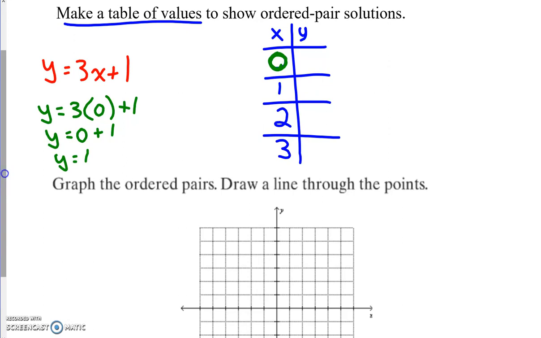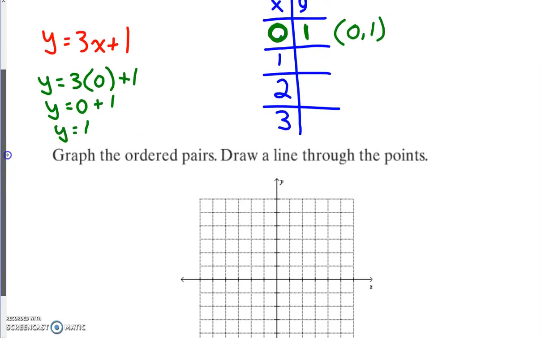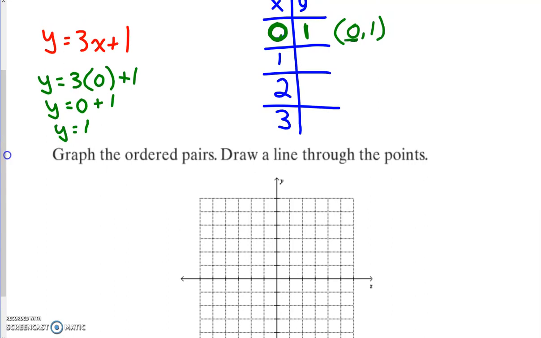So when x is 0, y is 1. Now, that's an ordered pair, 0, 1. Remember, the first value, x, tells you how far to walk. And the second value, which is your y value, tells you how far to climb. So I would, from the origin, walk 0 and climb 1. And I would put a dot there.